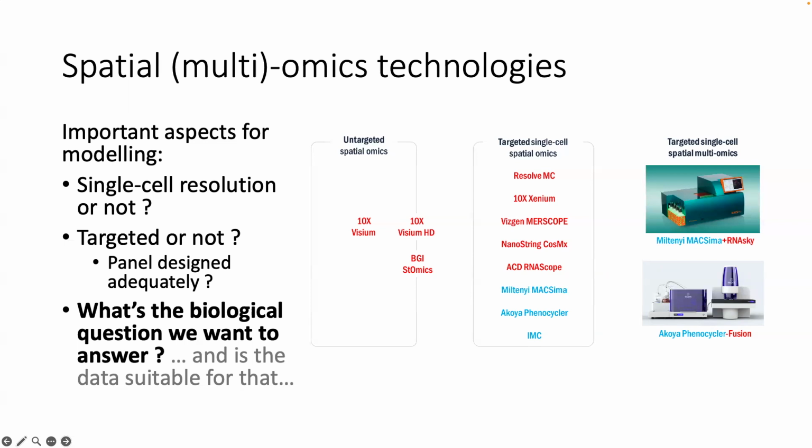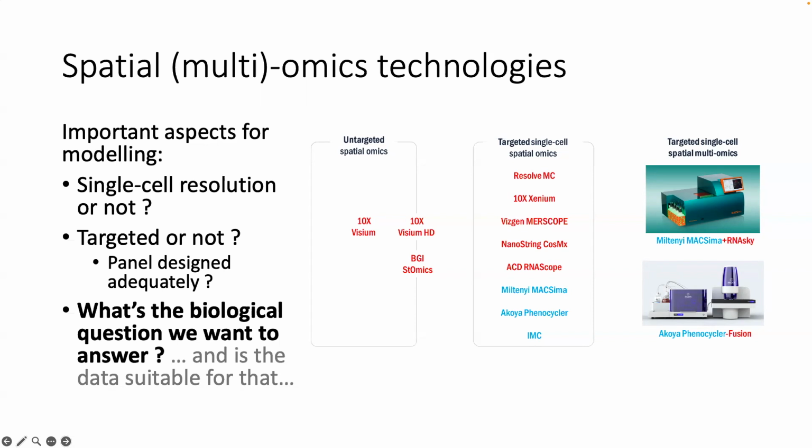Some of the early data sets that were published were totally not suitable for cell-cell communication analysis because the marker panels just didn't cover the necessary ligands and receptors that you need if you want to study cell-cell communication. Still, there are some bypass things that you can do, inferring if you don't have these ligands and receptors by looking at some downstream pathways. But it's much easier if your panel is well thought about in advance for the specific biological question that you want to answer.